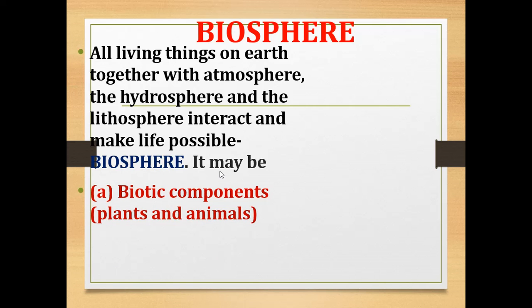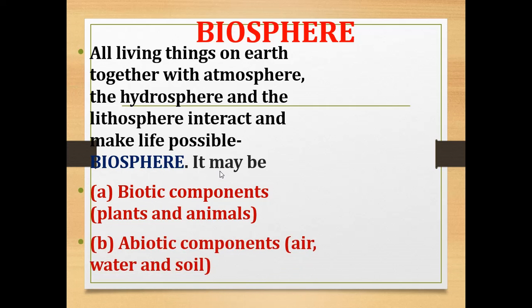It may be classified into two components. They are biotic components and abiotic components. So biotic components include plants and animals. In the word itself you can see biotic components. Bio means living organism. So plants and animals come under biotic components. Abiotic components means all non-living things such as air, water and soil.